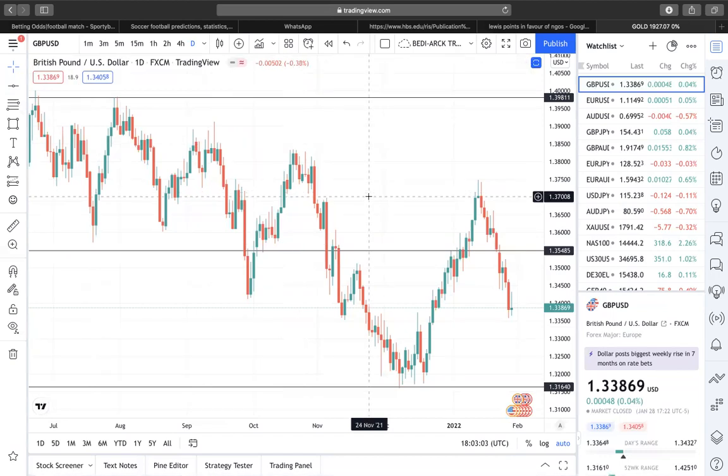So what have you done? You have spotted your support. That's the lowest level, 1.31640. You have spotted your resistance. That's the highest level, 1.39811. And you have spotted your mid-level or your 50% level. That is 1.35485. Is that okay?